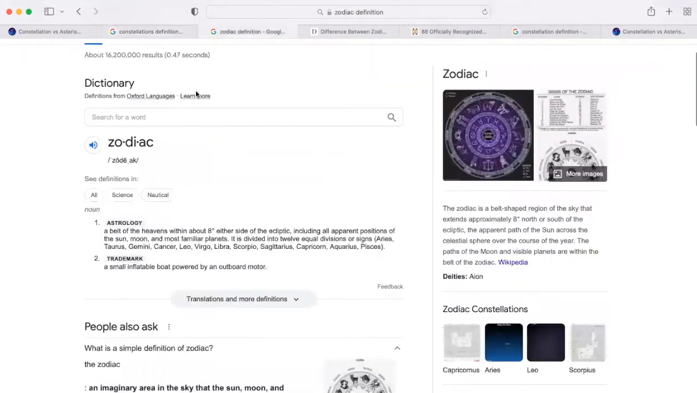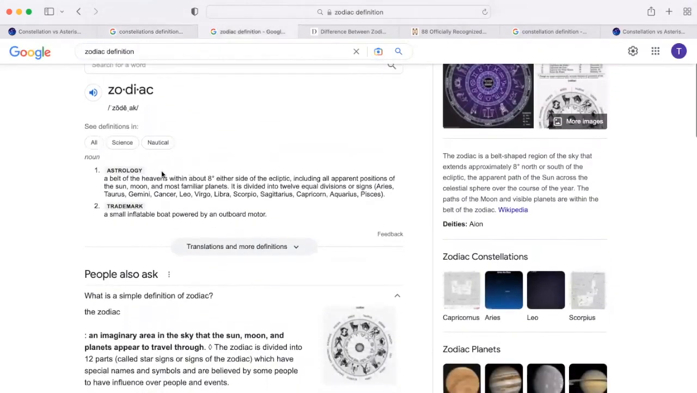Now let's go to zodiac definition. It says in astrology, a belt of the heavens within about 8 degrees either side of the ecliptic, which we said is the sun's path throughout its yearly motion, including all apparent positions of the sun, moon, and most familiar planets. It is divided into 12 equal divisions or signs: Aries, Taurus, Gemini, Cancer, Leo, Virgo, Libra, Scorpio, Sagittarius, Capricorn, Aquarius, and Pisces, right? So that's the definition for zodiac sign.